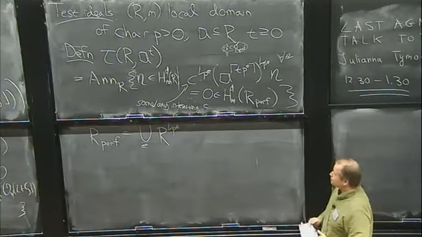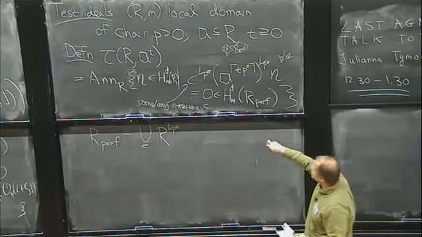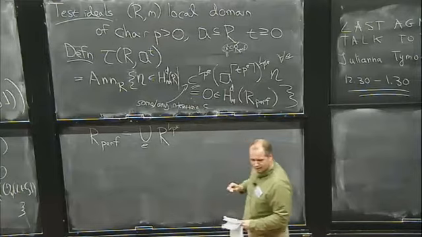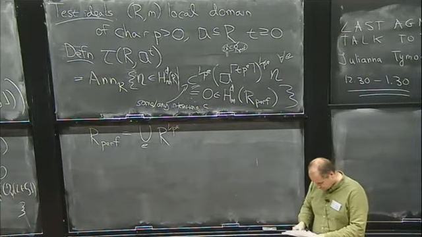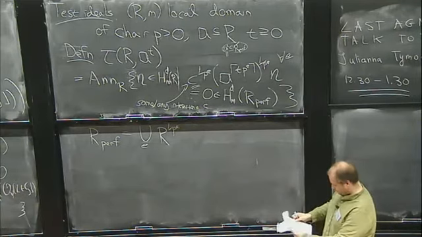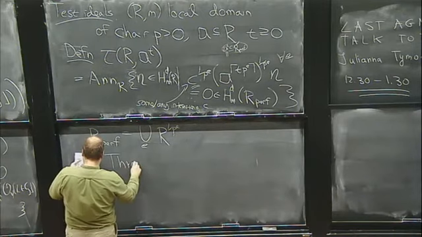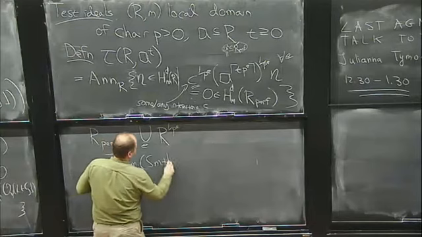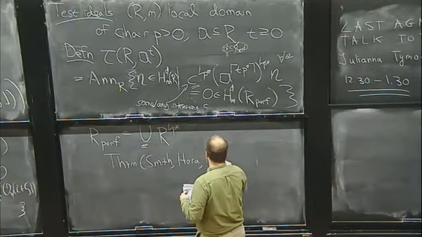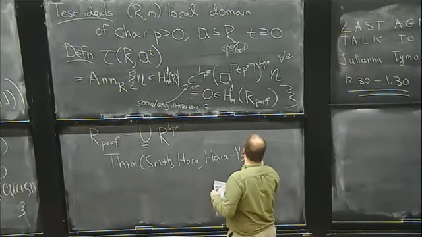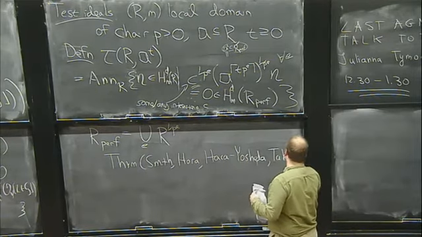Otherwise, but yeah. If this somehow is the smallest possible ideal, because I stick this interesting C there, it gives me a little bit of wiggle room. Okay. So let me just state a theorem here. And this is due to Smith, Hara, and then really Hara and Yoshida, and Takagi. Shunsuke Takagi.